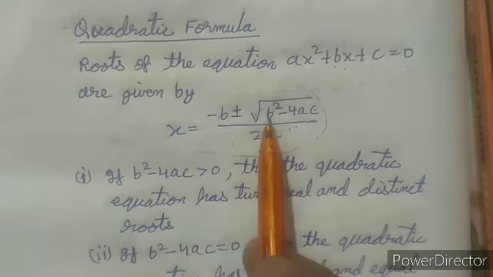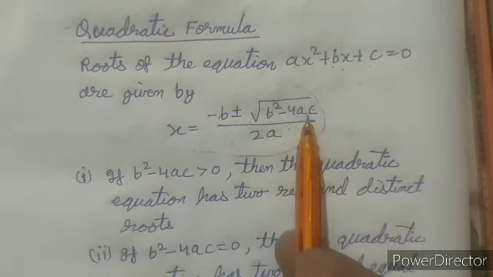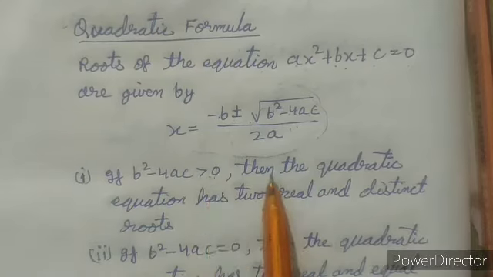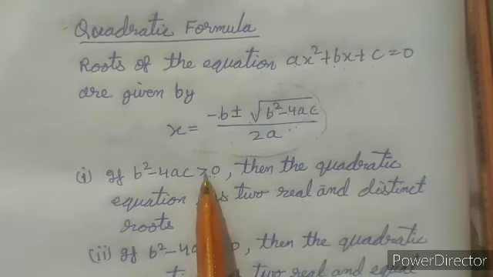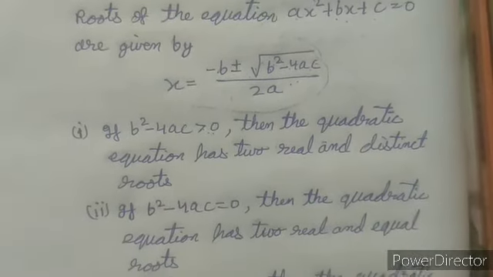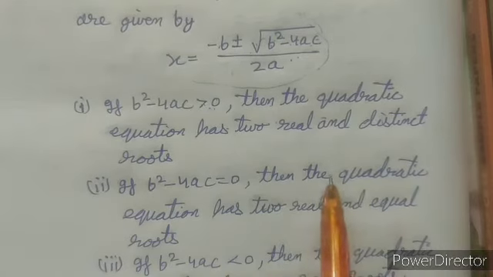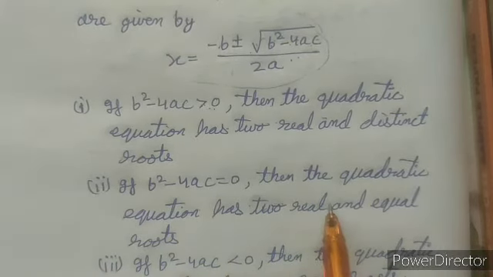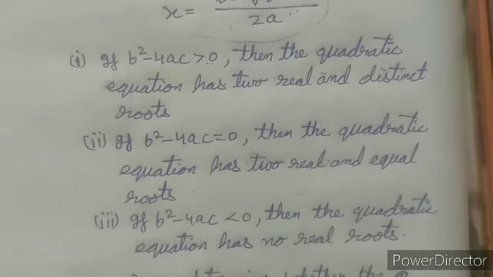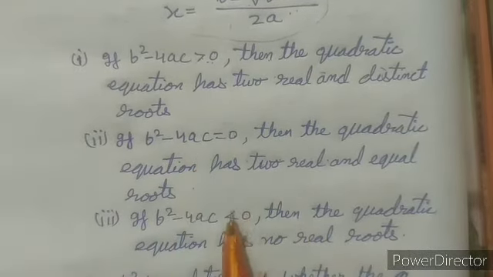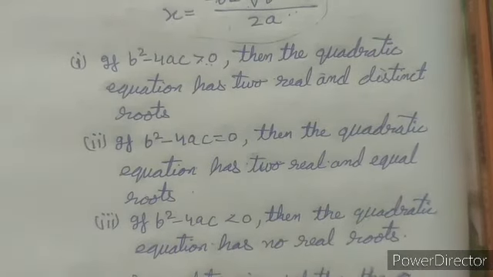Now here three cases arise. If b square minus 4ac is greater than 0, then the quadratic equation has two real and distinct roots. If b square minus 4ac is equal to 0, then the quadratic equation has two real and equal roots. And in case b square minus 4ac is less than 0, then the quadratic equation has no real roots.